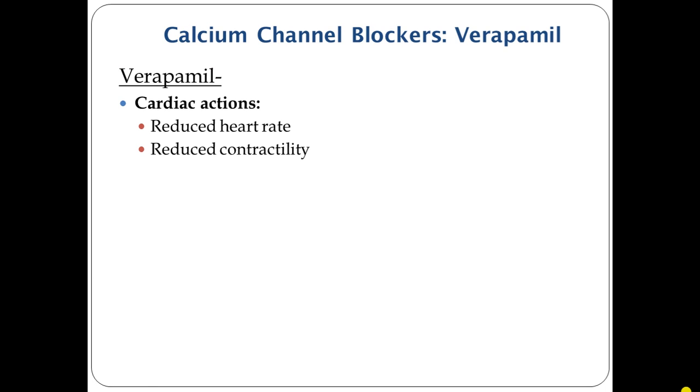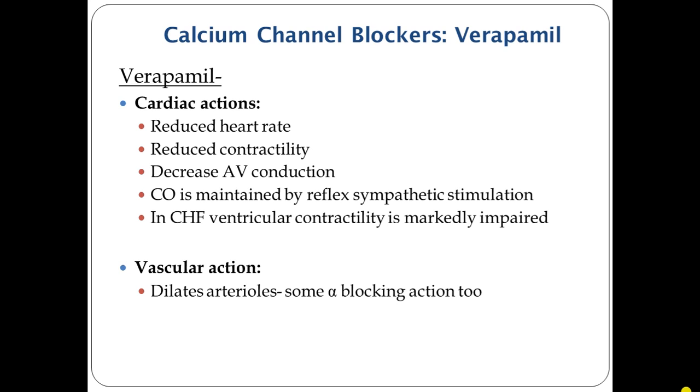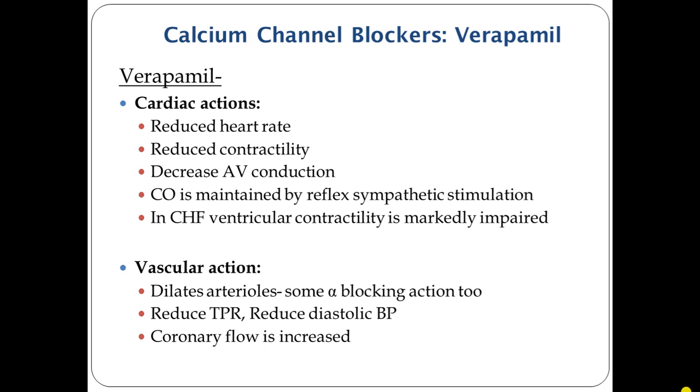First is verapamil. Cardiac action: reduced heart rate, reduced contractility, decreased AV conduction. Cardiac output is maintained by reflex sympathetic stimulation. In congestive heart failure, ventricular contractility is markedly impaired with verapamil, so it should not be given to patients of CHF. Vascular action: it dilates arterioles, but some alpha blocking action is also seen. It reduces total peripheral vascular resistance and reduces diastolic BP, while coronary blood flow is increased.